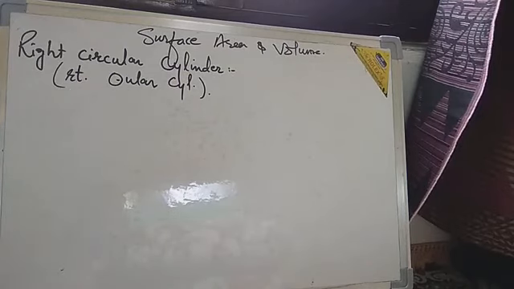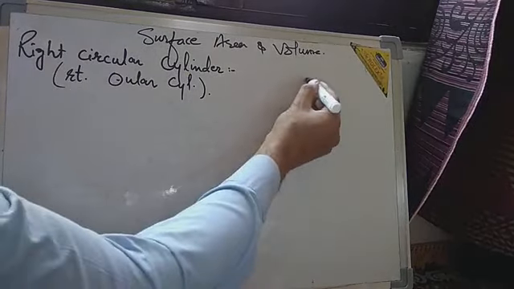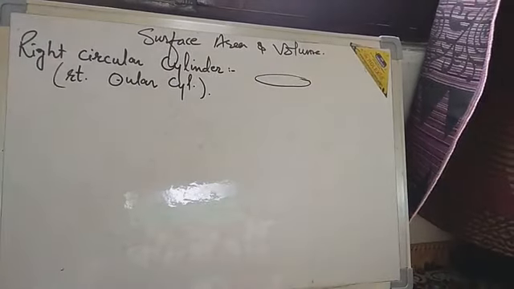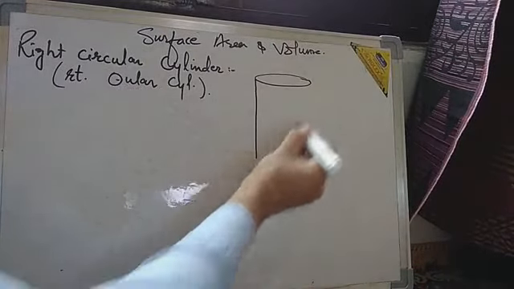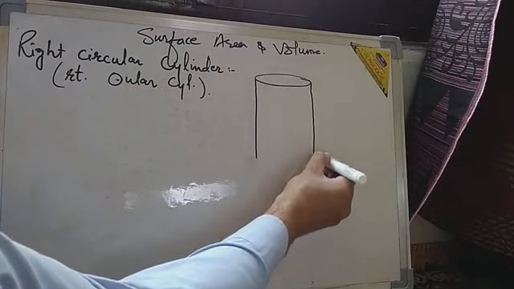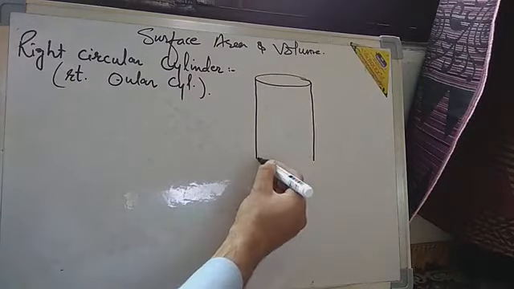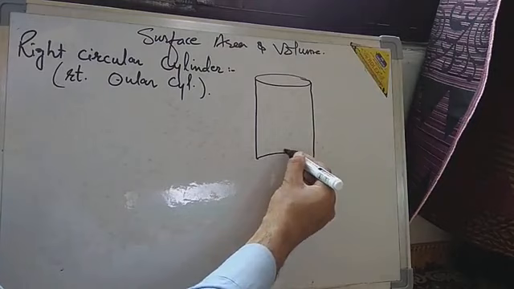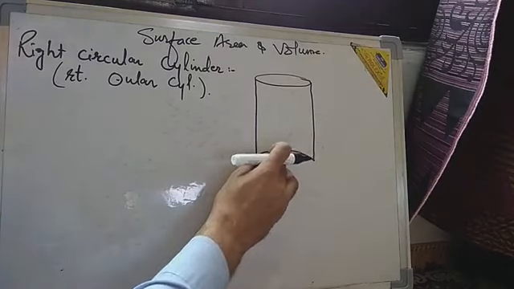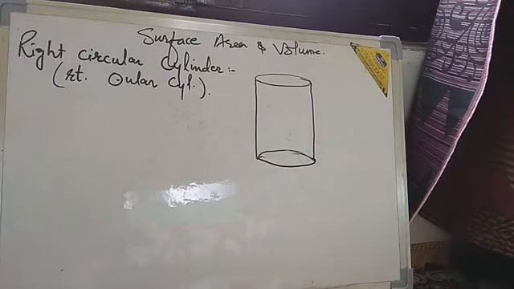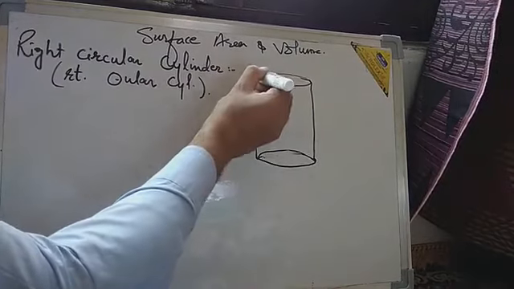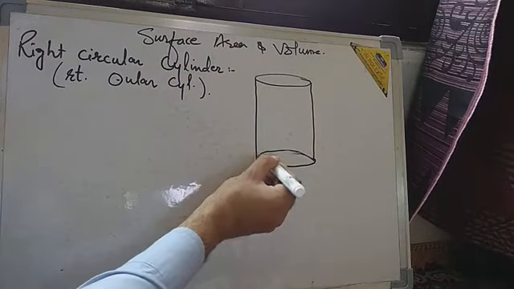Now let us see how to draw the right circular cylinder. First you have to draw a circle on the top, but the circle should be in oval shape. Then you have to take two vertical line segments and draw one more circular base here, and this shows us a right circular cylinder. This is the circular top and this is the circular base.